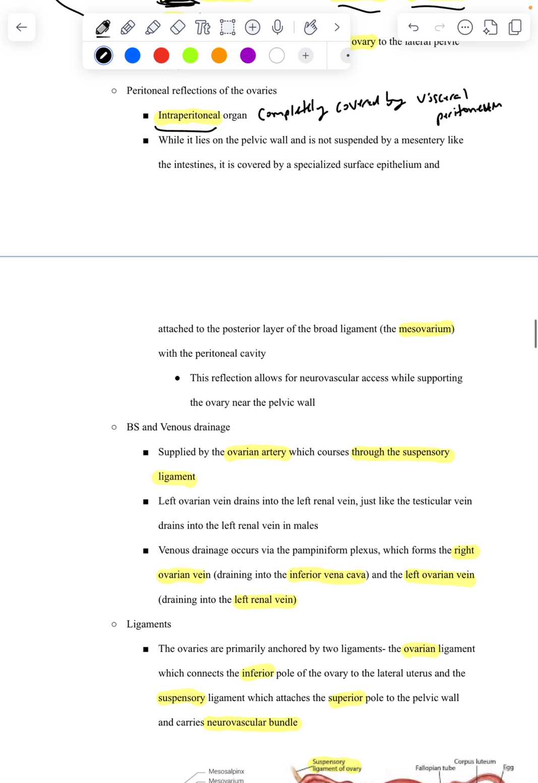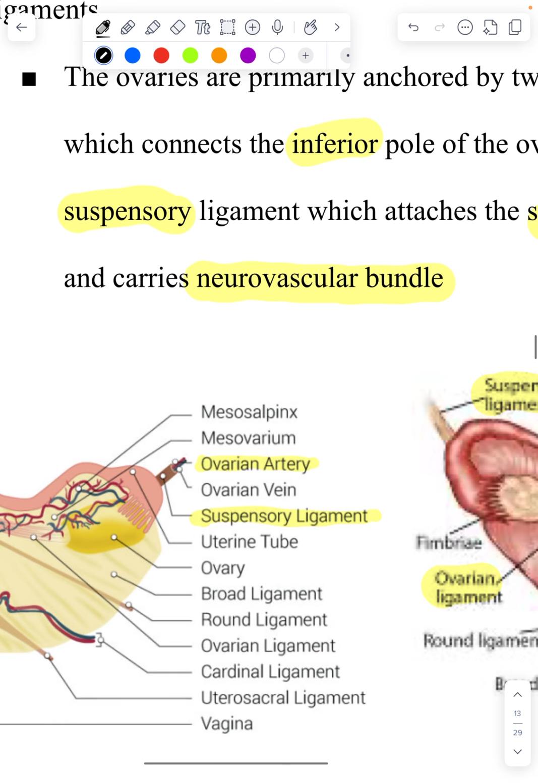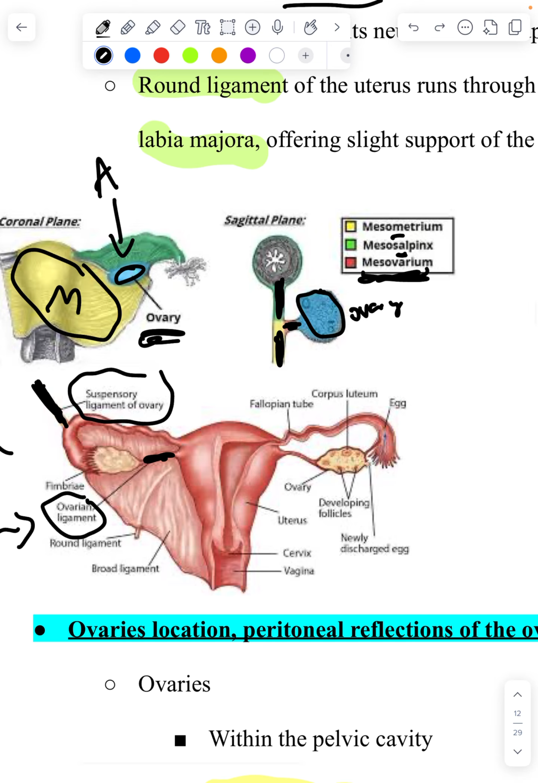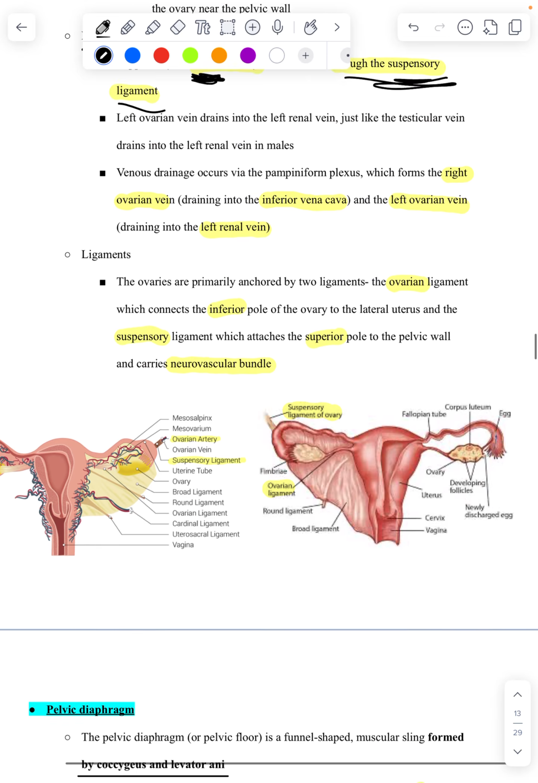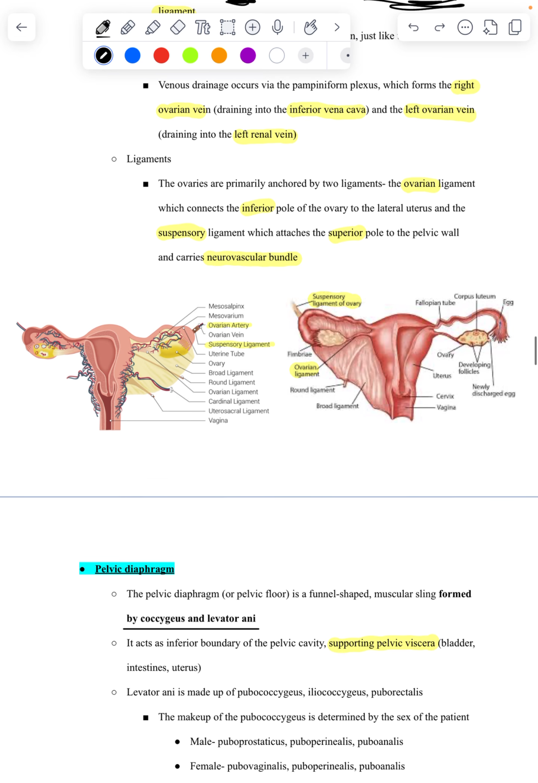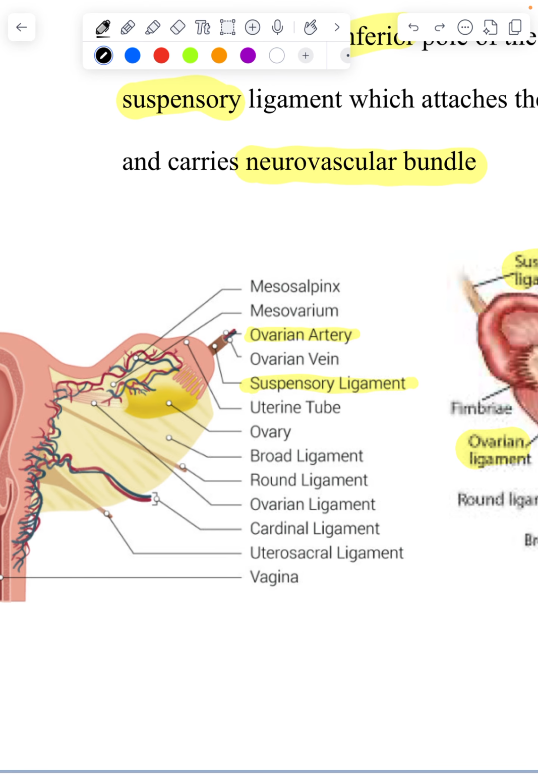We talked about mesovarium. The blood supply is obviously going to be the ovarian artery. And the ovarian artery actually goes through the suspensory ligament, so this is kind of important. So this is your suspensory ligament, the one we just saw up there. What's important about this is it actually houses the ovarian artery. So the ovarian artery goes through that. That's important because if you're trying to remove your ovaries, you also have to cut off the blood supply to them because you don't have them anymore. So you would actually have to cut off this.